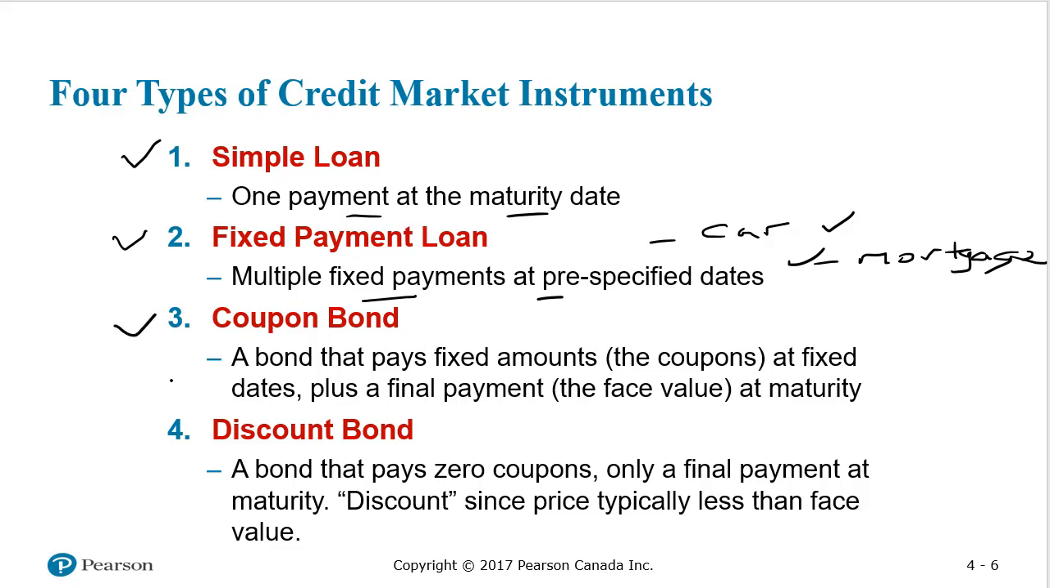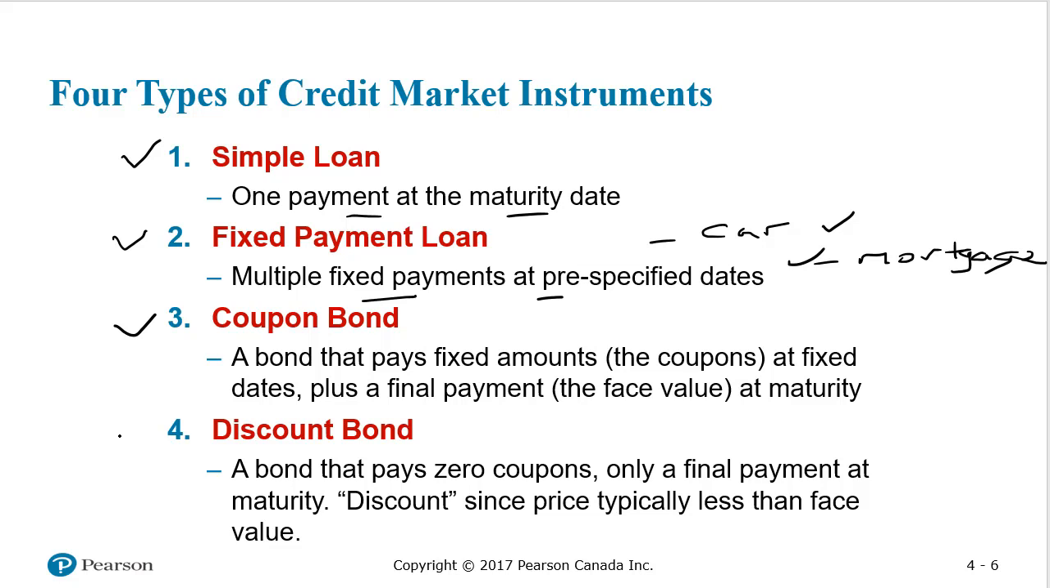The third is a coupon bond, and in this video we're going to get into how we calculate the price and the yield on a coupon bond. And a coupon bond is a bond that pays a fixed amount, the coupons, at fixed dates, plus a final payment, the face value at maturity.